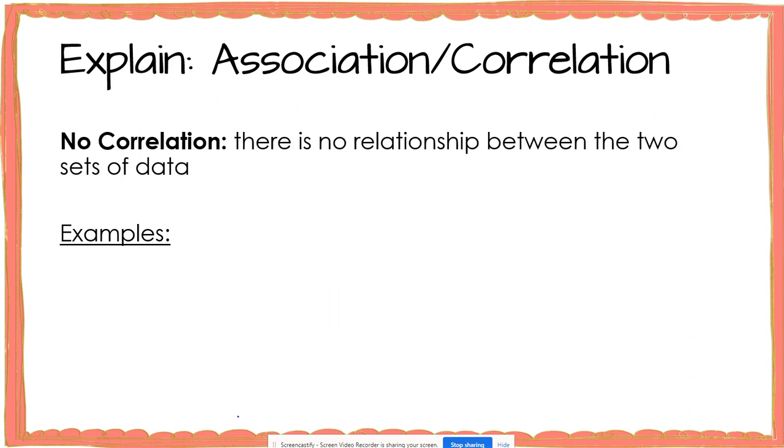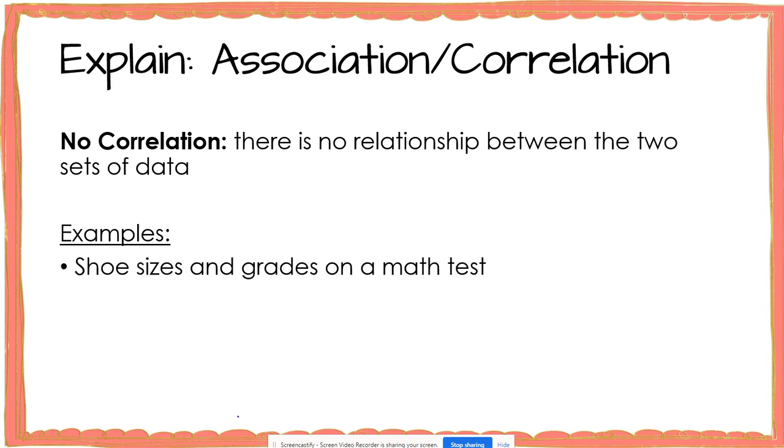No correlation is when there is absolutely no relationship between two sets of data. Examples of this would be shoe sizes and a person's grades on a math test. Well, as shoe sizes of students in a class increase, so if you line students up based on shoe sizes, you're not going to notice an increase or a decrease on a math test because shoe sizes really don't determine a person's grade on their math test.